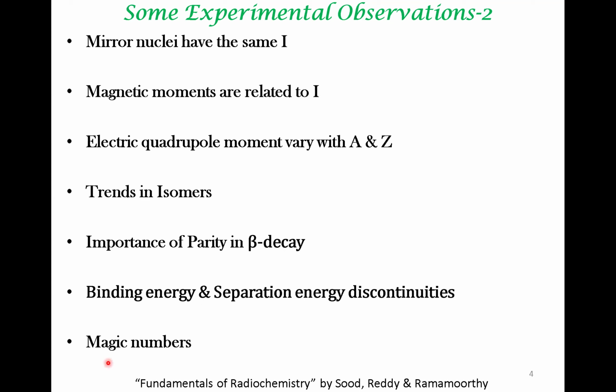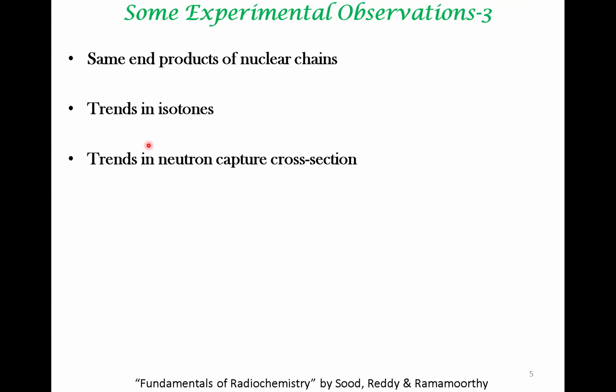And certain nuclei are very stable. These are called magic numbers. Why is the stability more for certain kinds of nuclear configuration? That has to be explained. And many chains, 4n, 4n plus 2, we saw different nuclear chains. They seem to end up with the same products. We should be able to explain that. For different nuclei with the same number of protons or the same number of neutrons, the trends in stability should be rationalized.